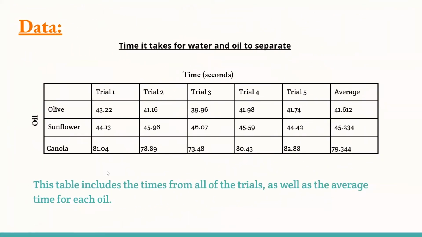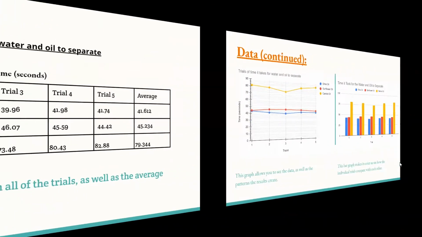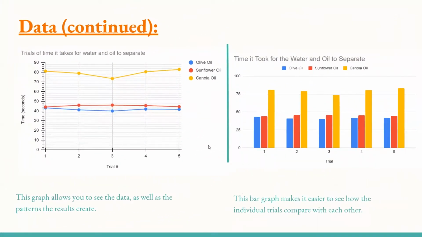And then this table includes all the times from the trials as well as all of the average times for each of the oils. And then this graph allows you to see the data and the patterns that they create. So each line is each oil, and you can just see how the times kind of fluctuate. And then this bar graph makes it easier to see how each of the individual trials compare with one another.